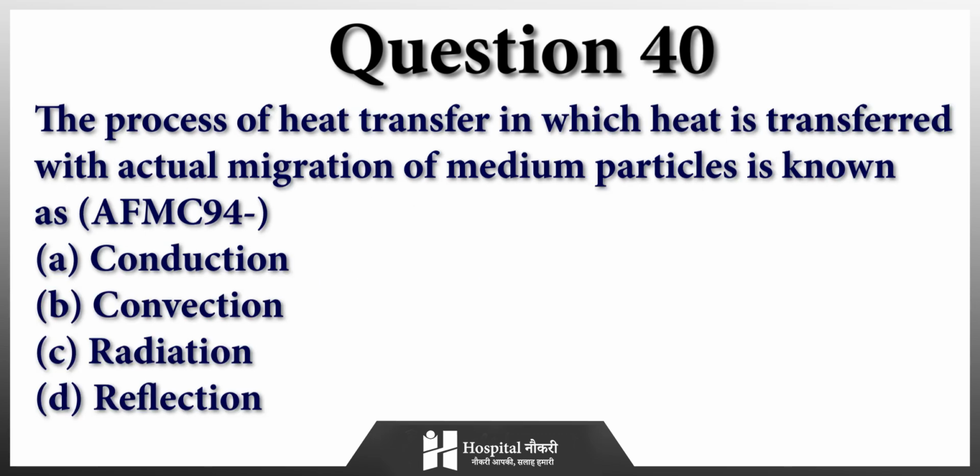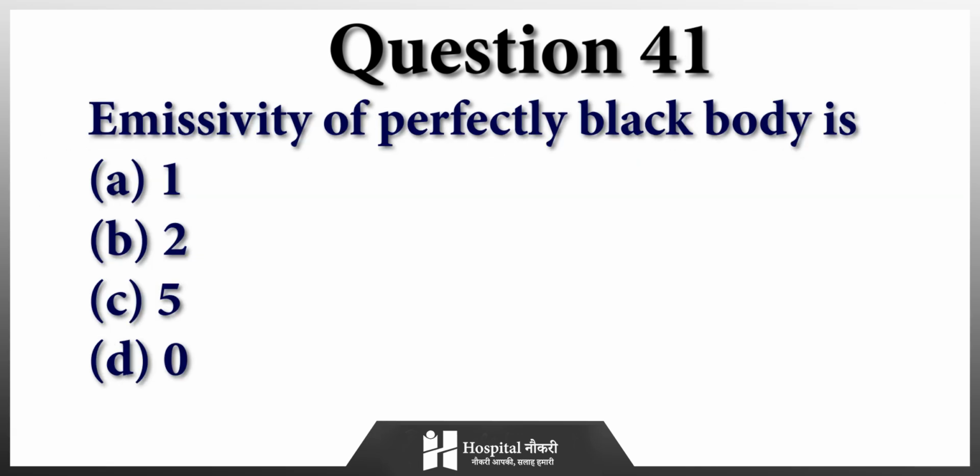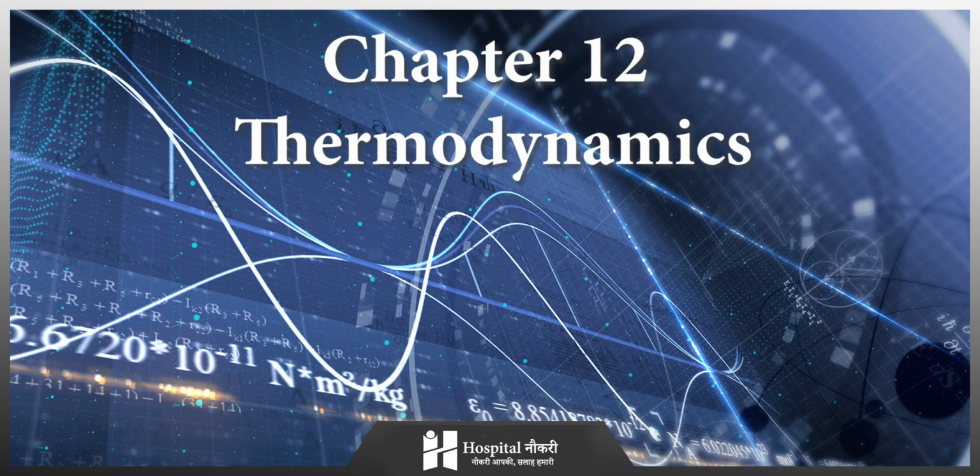Next question is, the process of heat transfer in which the heat is transferred with actual migration of medium particles is known as A, conduction, B, convection, C, radiation, or D, reflection. Correct option is B, convection. Next question is, emissivity of perfectly black body is A, 1, B, 2, C, 5, D, 0. Correct option is A, 1. These MCQs are from Thermodynamics.